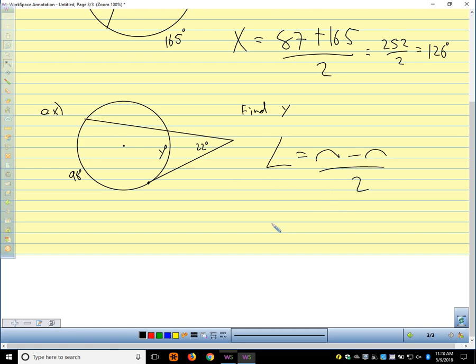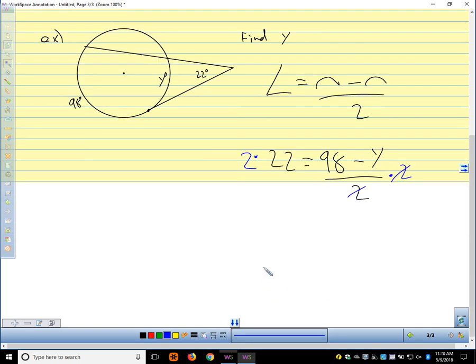The angle, 22, is the big arc, 98, minus the little arc, y, divided by 2. And we just need to solve for y now. So what's going to be our first step? Multiply by 2. So I'm going to get rid of that 2 in the denominator, so I'm going to multiply everything by 2. Those cancel. So I get 44 equals 98 minus y.